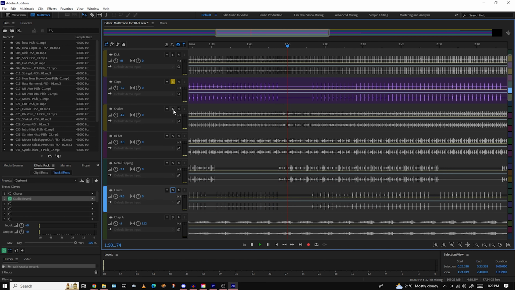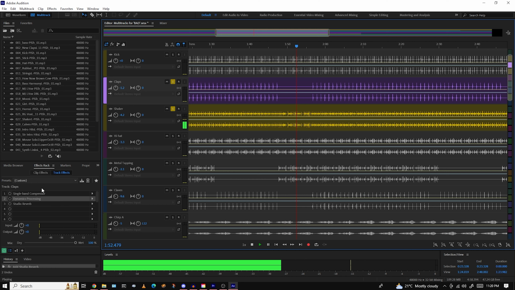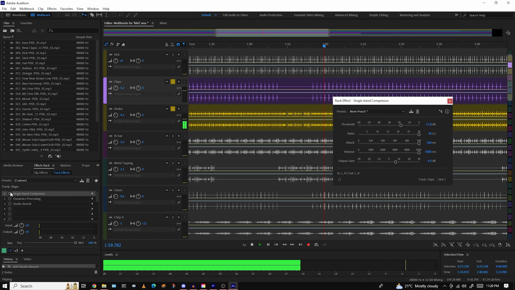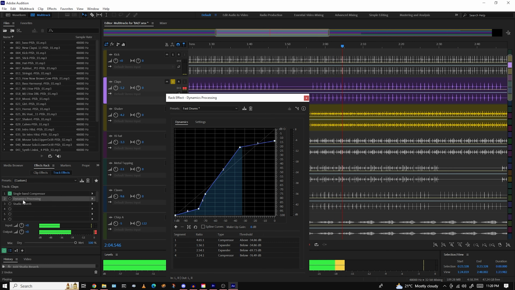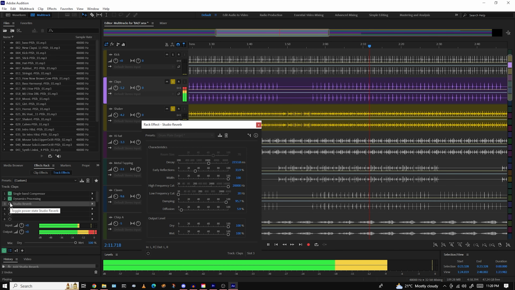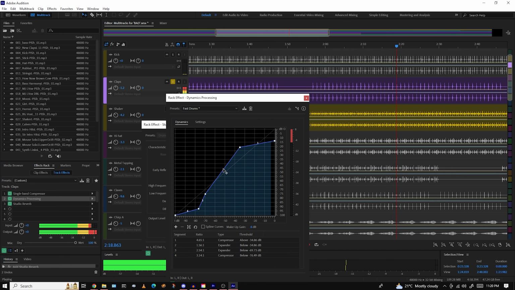Okay, so the claps are definitely interesting because since they're pretty much as raw as they get, they're basically not as snappy or as heavy as in the recording. So what I'm doing here is using a single band compressor, a dynamics processing, and some studio reverb. This is the kind of stuff where you have to be really careful.